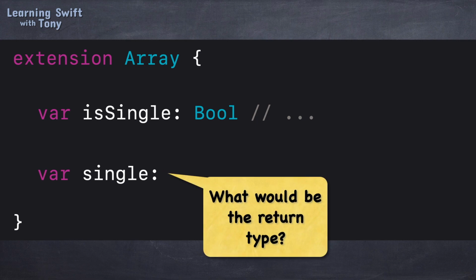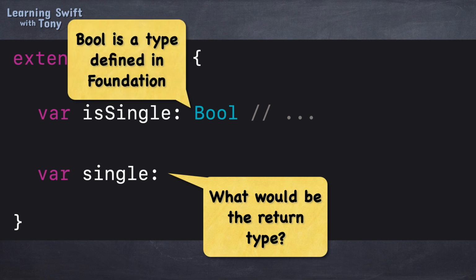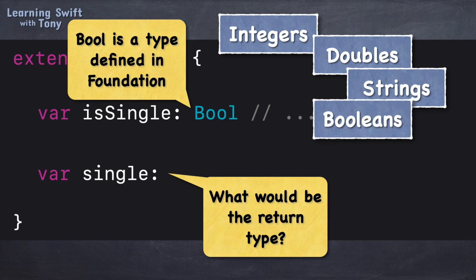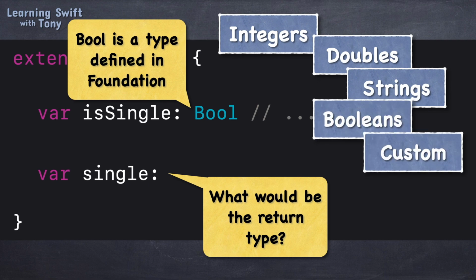This computed property will need to have a return type. But what will that be? It was easy when we wrote isSingle, which returns a Boolean value, a known foundation data type. This time, we want to return an actual element from the array, but we are in an array extension. We have no clue what type of elements our array contains. Are we dealing with integers, with doubles, strings, booleans, or some custom structs of our own? We don't know, but the array itself does.